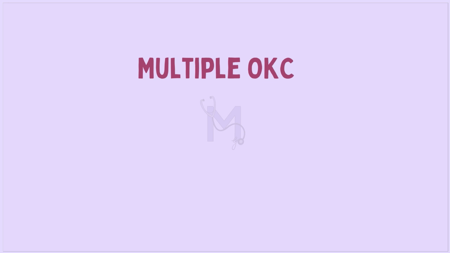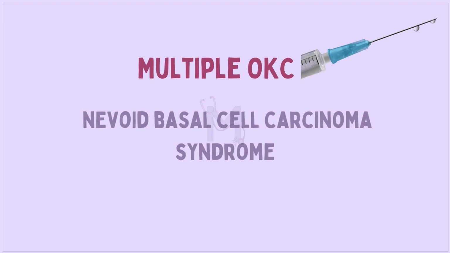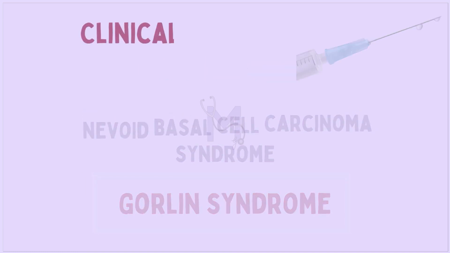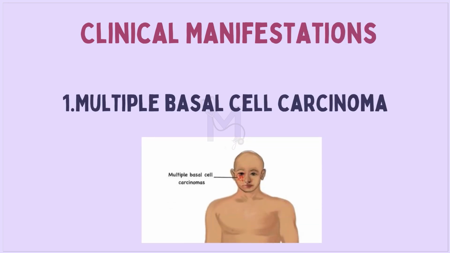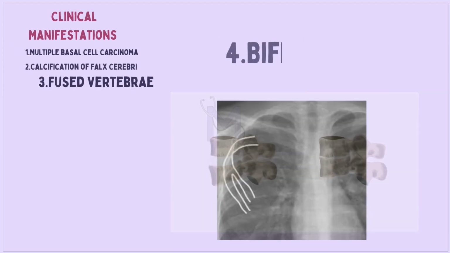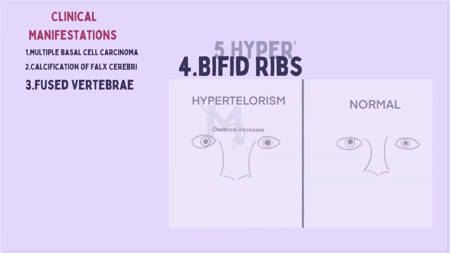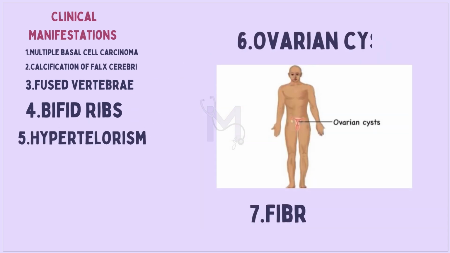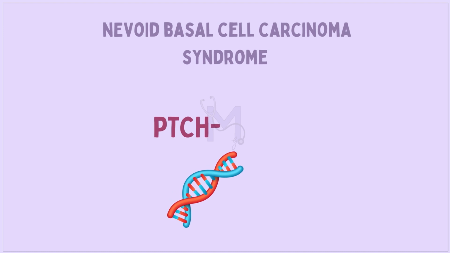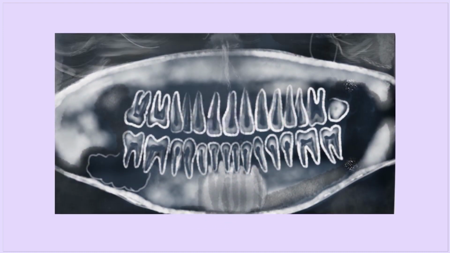Often, multiple odontogenic keratocysts may be present. Such patients must be evaluated for other manifestations of Nevoid basal cell carcinoma syndrome, also known as Gorlin syndrome. The other manifestations of this syndrome include multiple basal cell carcinomas, calcification of falx cerebri, fused vertebrae or bifid ribs, hypertelorism, and ovarian cysts and fibromas. Nevoid basal cell carcinoma syndrome occurs due to PTCH1 gene mutation.